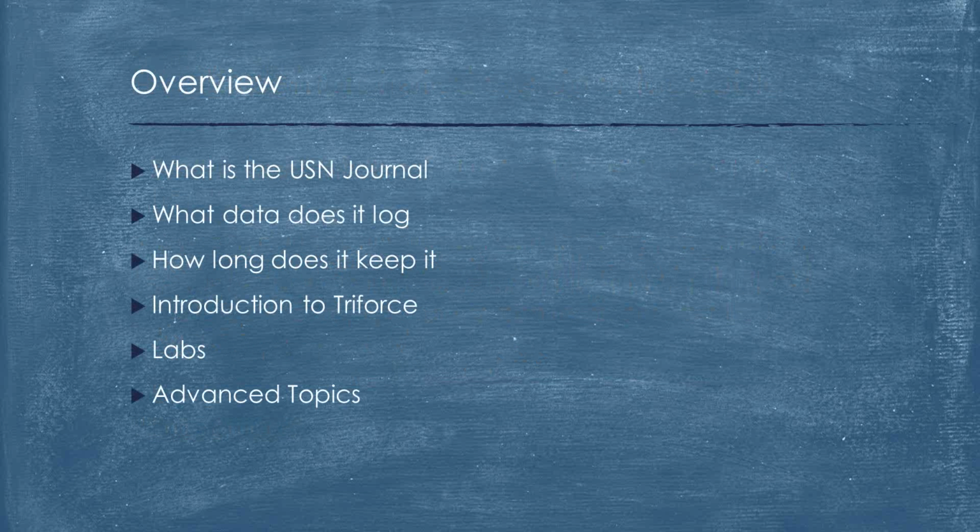So we're going to talk about a lot of things. Most importantly, what is a USN journal? I know that the description of this podcast said we talk about different file systems, and I will get into some of the other file systems and the differences. But this talk really is focused on USN journal analysis and showing you how to do it. We're going to talk about what kind of data it logs, how long it keeps it. I'm going to show you our tool, and then I'm going to walk you through how to do these things yourself.